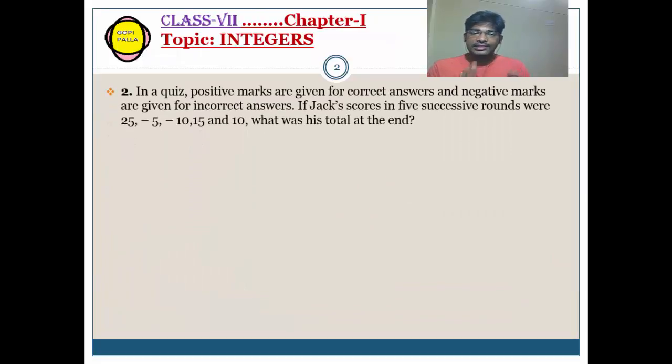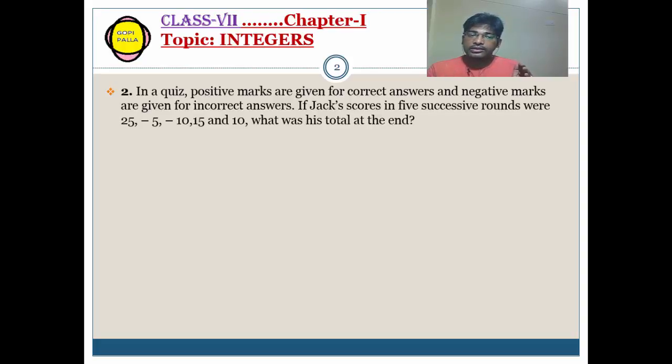The second question is like this. In a quiz, the positive marks are given for correct answers and negative marks are given for incorrect answers. If Jack's score in 5 successive rounds were 25, -5, -10, 15 and 10, what was his total at the end? So this question is quite clear. There are 5 rounds in a quiz, and in each round positive marks are given for correct answers, and negative marks are given for the incorrect answers. So what is the total at the end of the quiz?